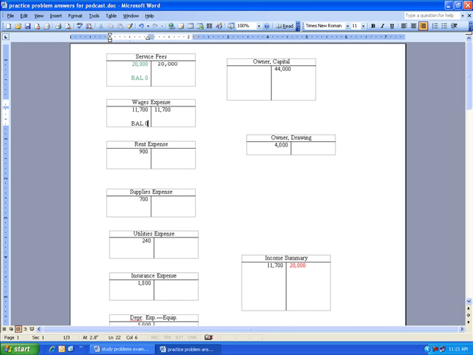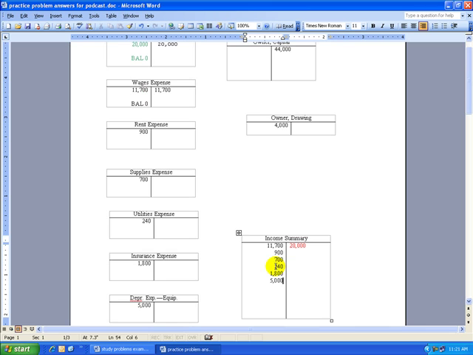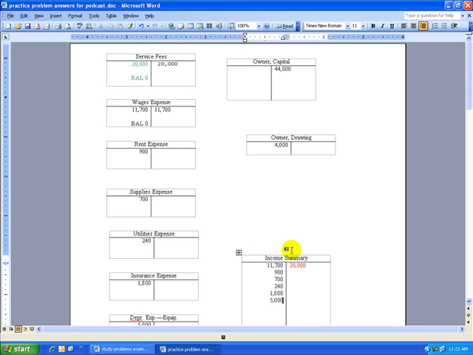Now, the balance of wage expense is now 0. This account is closed. Let's do the same for the rest of our expense accounts. $900 to rent expense, $700 to supply expense, $240 to utility expense, $1,800 for insurance expense, and $5,000 for depreciation expense. Now we have all of our revenue accounts and expense accounts closed.